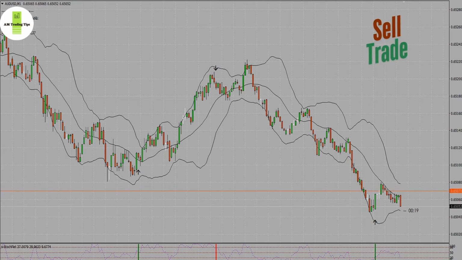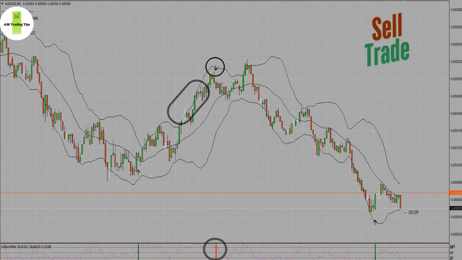To make sell trades, wait for a downward arrow on the chart. Verify the price touches the upper band line before the signal appears. Check that the StochFlet indicator shows a red line. If conditions are met, place a sell trade on the next candle.